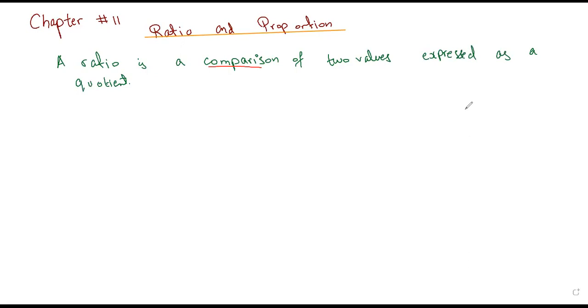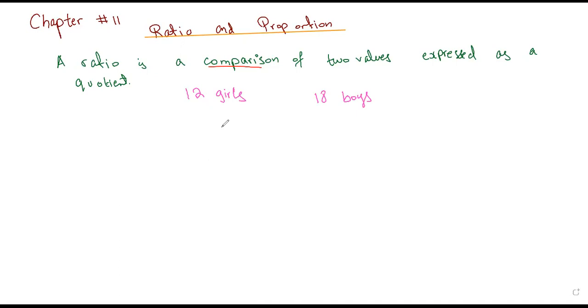For example, if there's a class which has, let's say, in total 30 students, and we want to know the ratio of girls to boys, and we have been told that out of those 30 students, 12 are girls and obviously 18 would be boys, right? And we want to know the ratio of girls to boys. Now that is very simple.